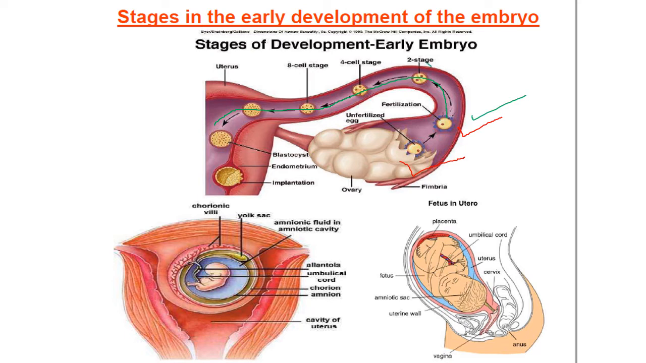Then once fertilization occurs, the cell keeps on dividing, first 2, then 4, then 8, then blastocyst, and many more. And then all the development occurs in the uterus region. The baby keeps on growing, and once it is fully developed, it comes out through the cavity of the uterus. Can you see this? This is how the baby comes out.